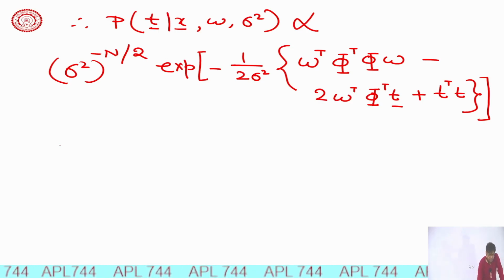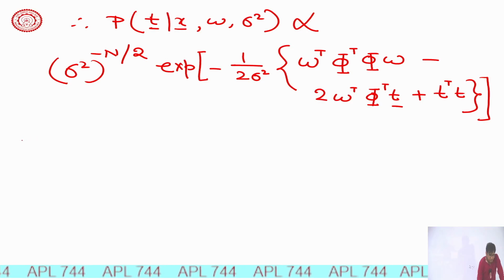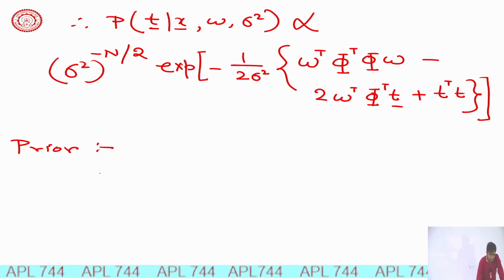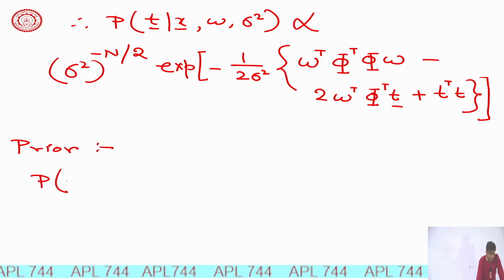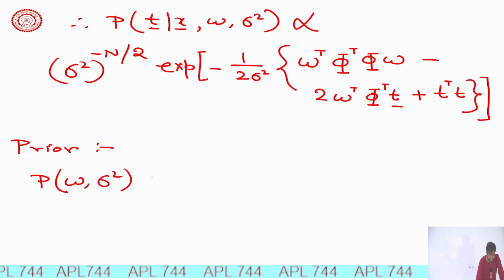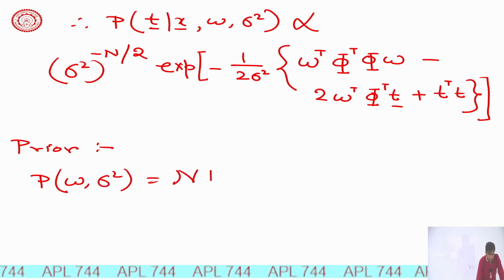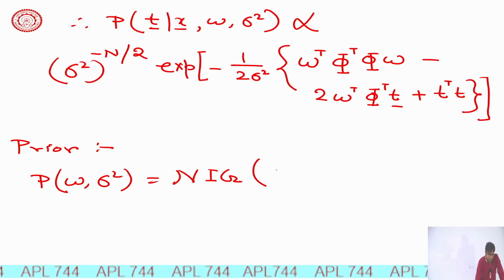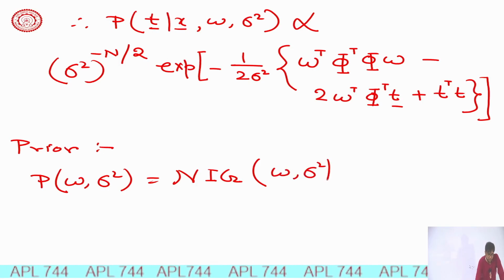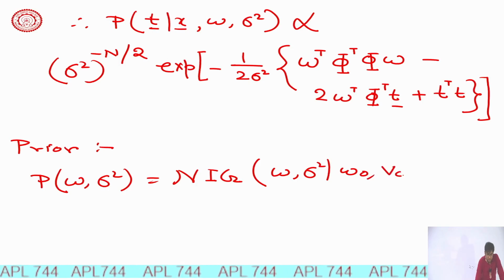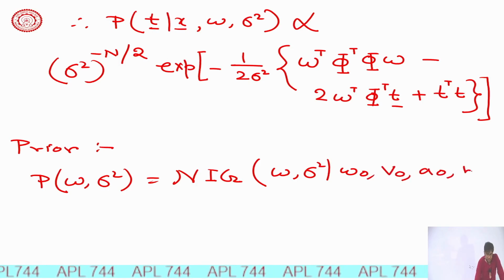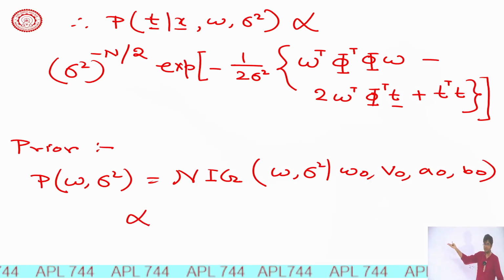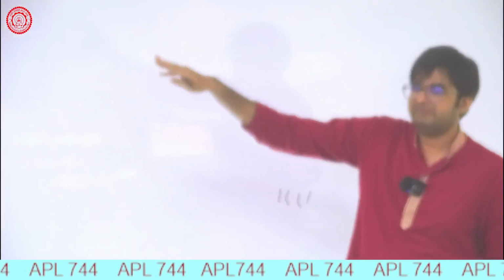Okay, let us go to the prior part. The prior was the probability of W comma sigma square. It was Gauss inverse gamma of W comma sigma square given W naught comma V naught comma A naught comma B naught, which is proportional to Gauss times inverse gamma. Gauss is for weights, inverse gamma is for sigma square.